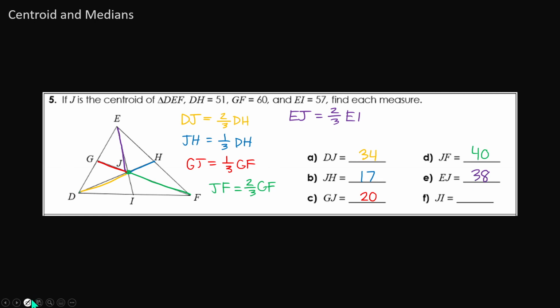And last but not least, JI. To find JI, the shorter portion of EI, that is 1/3 the length of the whole. So 1/3 of 57. 1/3 of 57 is going to be 19. For additional practice with finding lengths of medians and properties of centroids in triangles, try out problems 6 through 9.